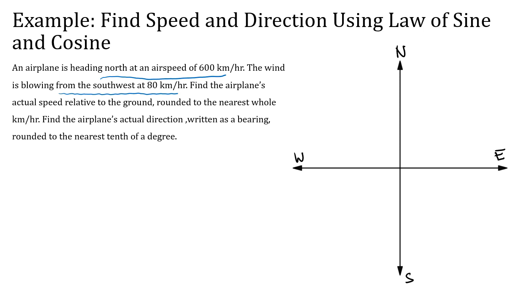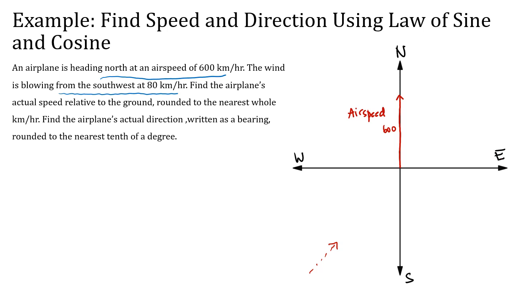I'm going to start with the airplane headed north at an airspeed of 600 kilometers per hour. So this red vector is my airspeed vector, and I am traveling at 600 kilometers per hour. So that is my airspeed vector. Then we have the wind, coming from the southwest. And we saw in that example that it ended up going into the first quadrant.